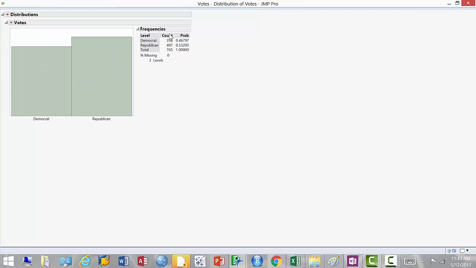Well, here's my summary of frequencies. It says out of 765 votes, 358 or 0.46797 voted for a Democratic candidate, and 53%, 0.53203, voted for Republican. So if I'm going to base my conclusion just on this proportion from my sample, what do I say? Republican seems to be doing better than the Democratic candidate, right?